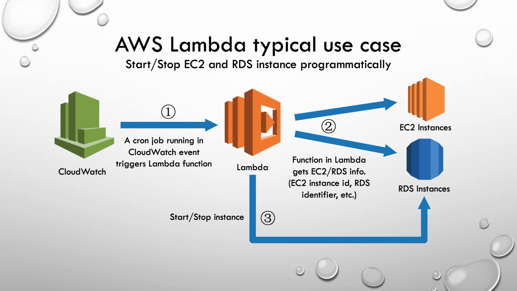First of all, you need to set up a cron job in the CloudWatch event. It will trigger the execution of a Lambda function. Once the Lambda function gets triggered, it will get the information from EC2 instances or RDS instances, for example, the EC2 instance ID or RDS identifier. Then the Lambda function will start or stop the instance.